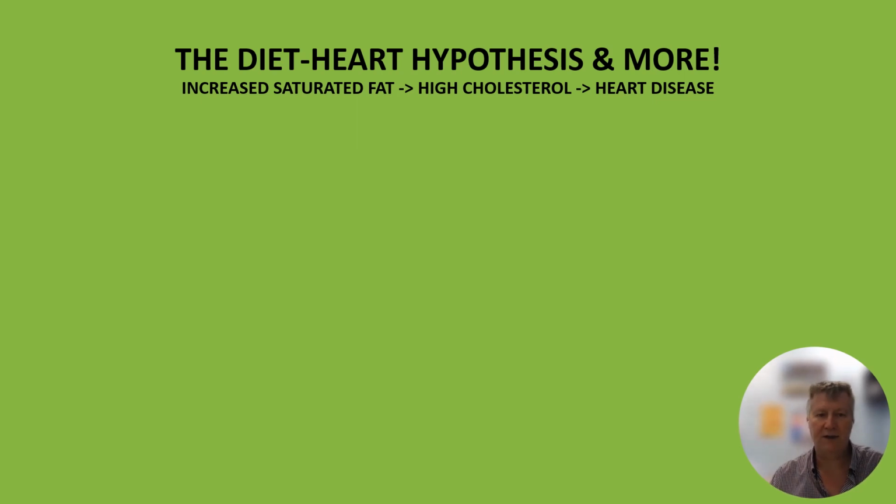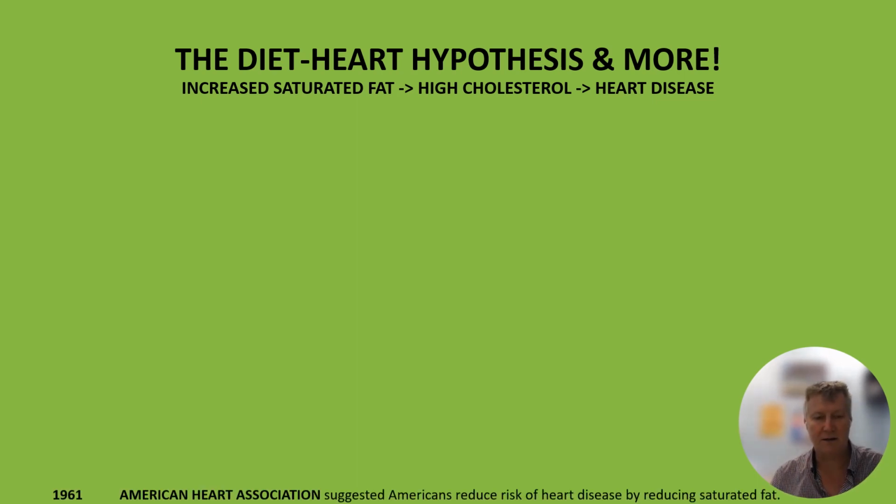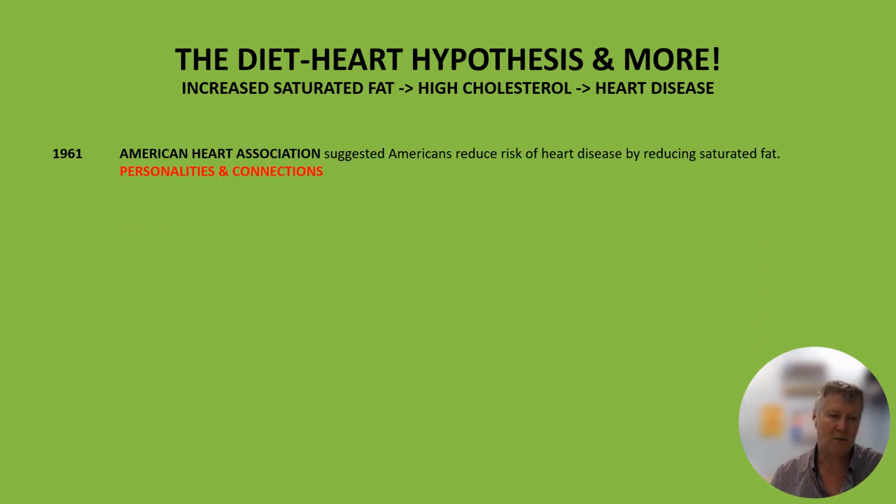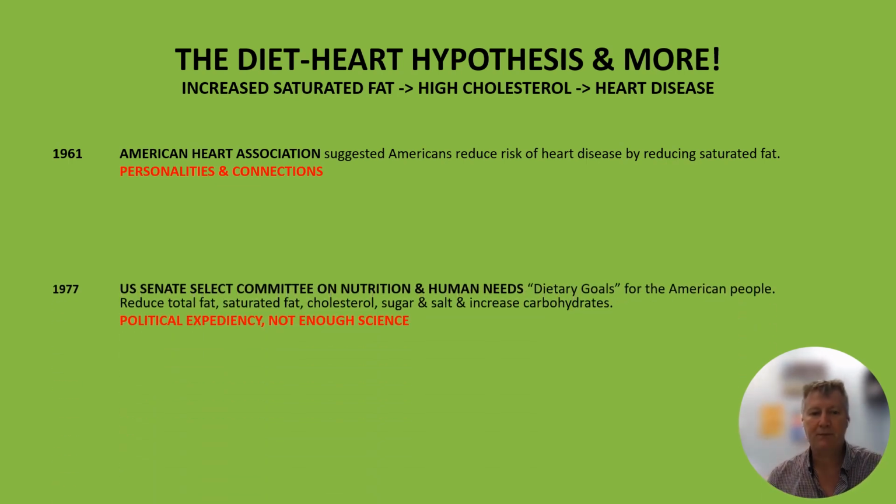So now we come on to the diet-heart hypothesis and more. The hypothesis states that increased saturated fat increases blood cholesterol, and this then leads to heart disease, such as heart attacks. So in 1961, the American Heart Association suggested that Americans reduce the risk of heart disease by reducing saturated fat. This was really down to personalities and connections. Personalities such as Ancel Keys, who was well connected in the American Heart Association and other bodies at the time.